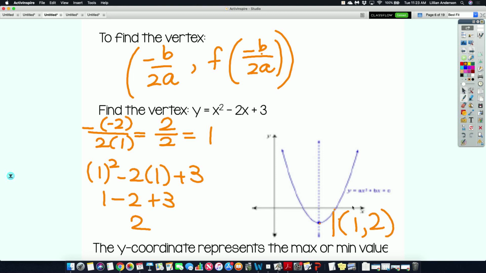So my vertex is at 1, 2. Now this is definitely not the graph that goes with this, but that's how we find the vertex of the quadratic. Okay? 1, 2, I'm sorry, not 2, 1.